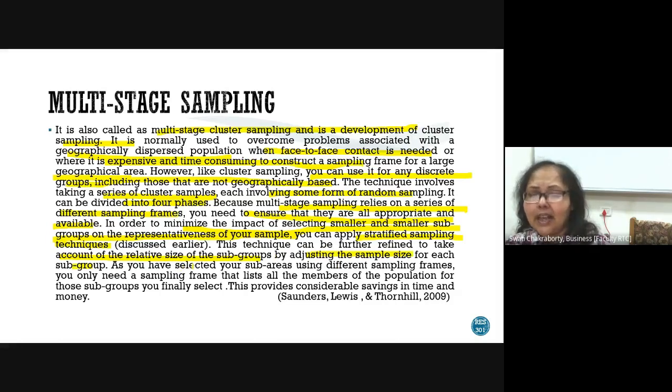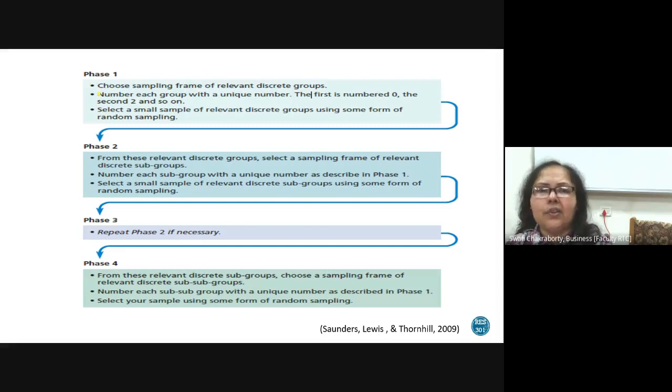And as you have selected your sub-areas using different sampling frames, you only need a sampling frame which lists all the members of the population or those subgroups you finally select, which provides considerable savings in time and money, right? So how do you do it? At phase one, choose a sampling frame of relevant discrete groups, number each group with a unique number starting from 0 and go on. Then select a small sample of relevant discrete groups using some form of random sampling.